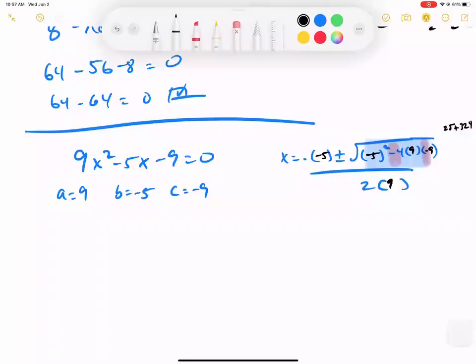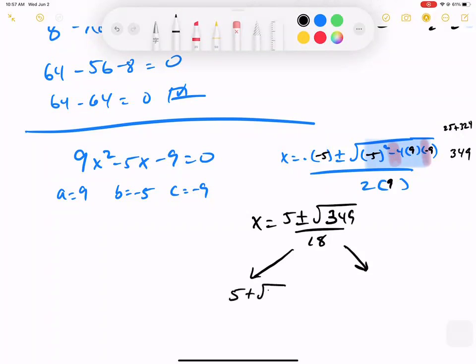Okay, and we're going to combine those together. We have 324 plus 25 is 349. I do not know what the square root of 349 is, but it's okay. x equals 5 plus or minus the square root of 349 over 18. Now, I don't know what the square root of 349 is, so this is where we take our calculator out. We're going to do 5 plus the square root of 349 over 18, and 5 minus the square root of 349 over 18.